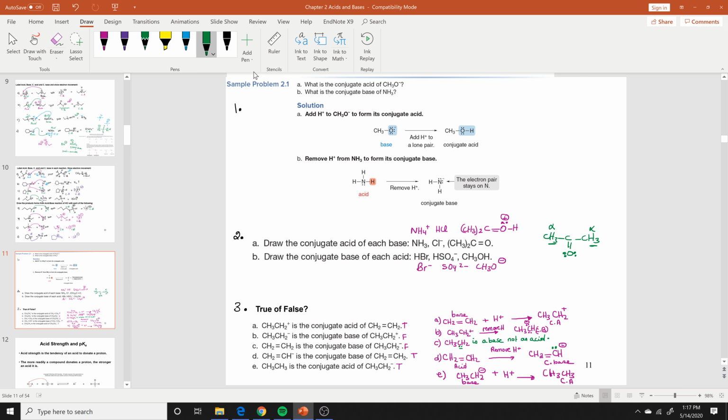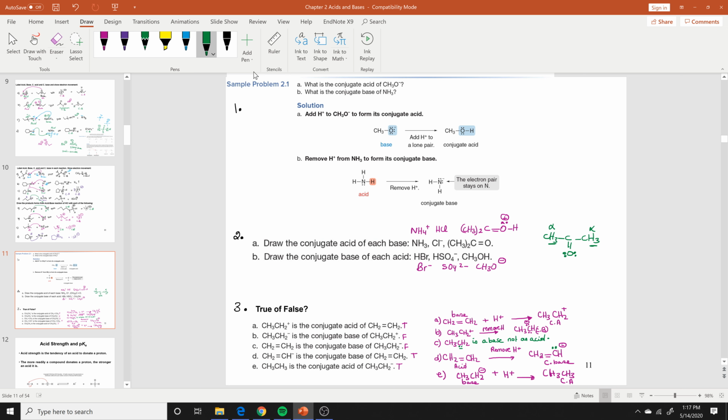Now true or false, let's go ahead and see that. Again, the idea: if you have a base and you want to change it into an acid, add a hydrogen. If you have an acid and you want to change it into a conjugate base, remove a hydrogen. So for the first one over there, we have our base. We are adding a hydrogen to it. So is that the conjugate acid of this guy? This guy is my base. It's given that it is my base, and I want to see, is this my conjugate acid to it?